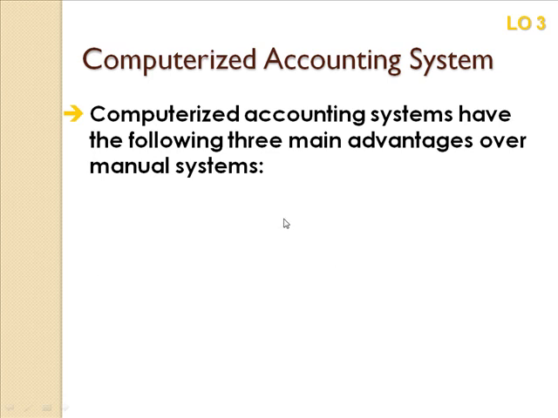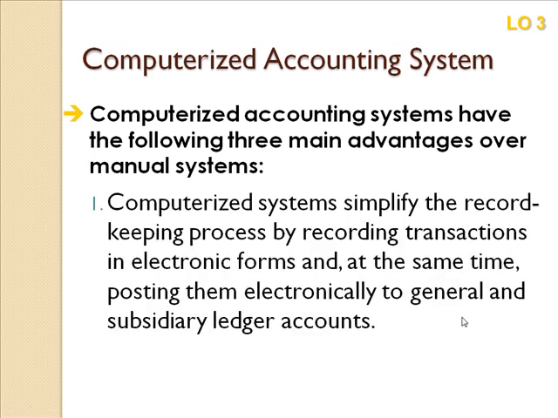A computerized accounting system has the following three main advantages over manual systems. One, the computerized systems simplify the record-keeping process by recording transactions in electronic forms and at the same time posting them electronically to general and subsidiary ledgers.